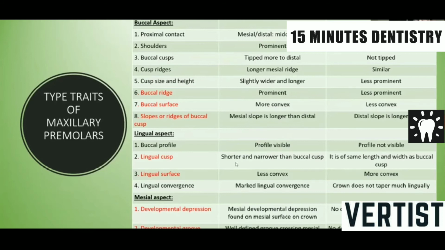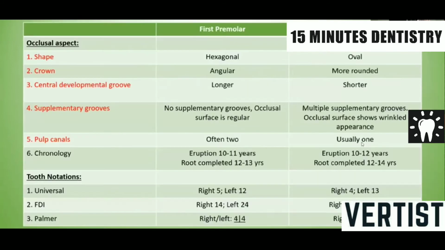Lingually, the lingual cusp in the first premolar is shorter and narrower than the buccal cusp, while in the second premolar it is of the same length and width as the buccal cusp. The lingual surface is less convex in the first premolar and more convex in the second premolar. The mesial aspect is very important: a mesial developmental depression is found on the mesial surface of the crown, as well as a well-defined developmental groove crossing the mesial marginal ridge, evident in the first premolar. No such developmental depression and no such developmental groove is seen in the second premolar.